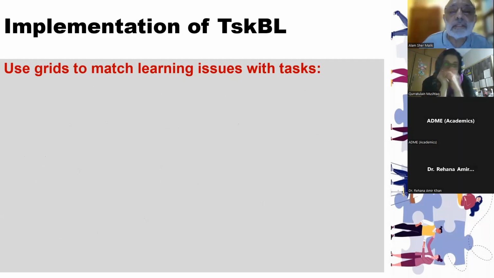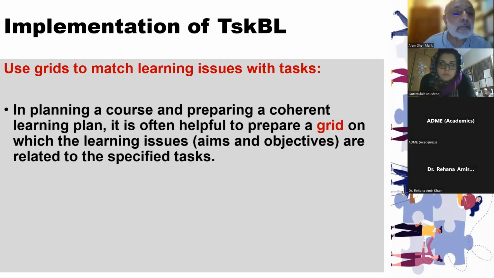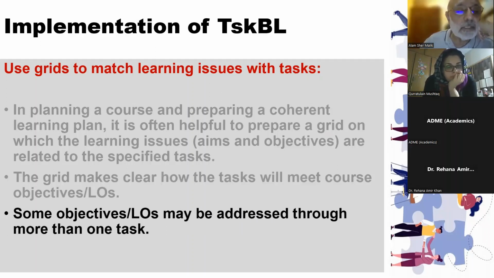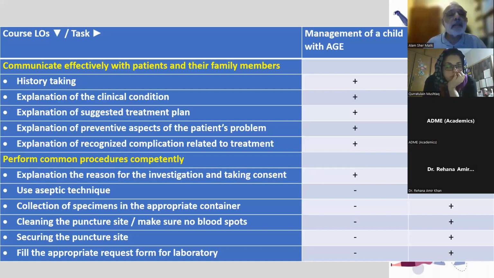Use grids to match learning issues with tasks. In planning a course and preparing a coherent learning plan, it's often helpful to prepare a grid. I'll show you an example. These are very, very useful, because these grids can give you a lot of information at just one glance. The grid makes clear how the task will meet the course learning outcomes. However, we know that some objectives or learning outcomes may be addressed through more than one task. Here is an example.